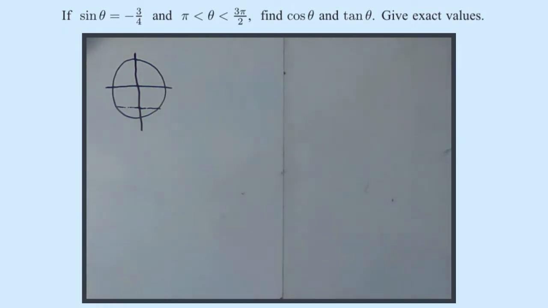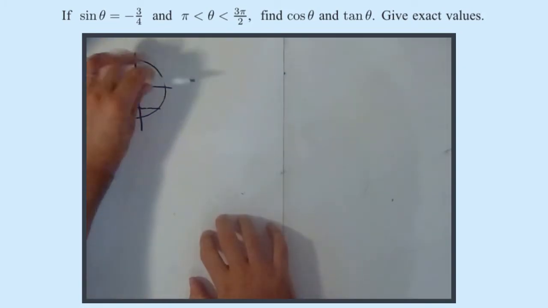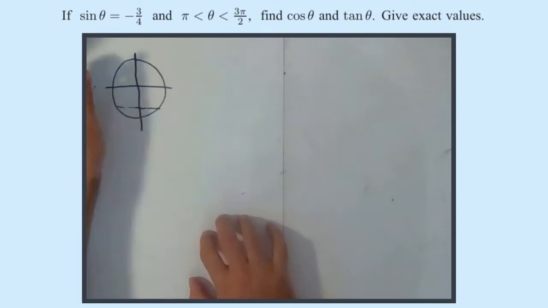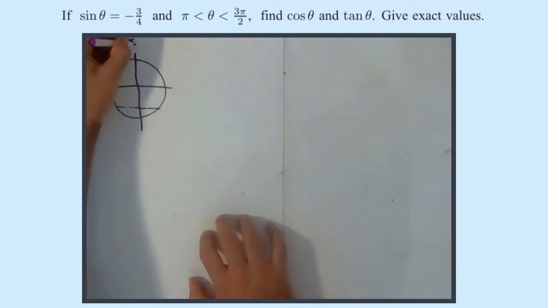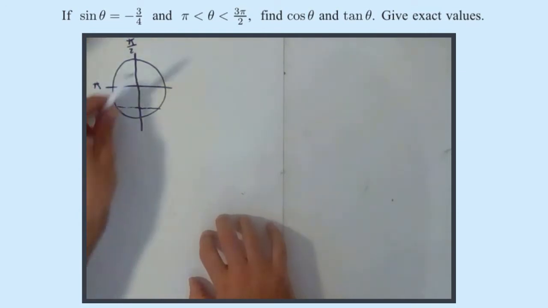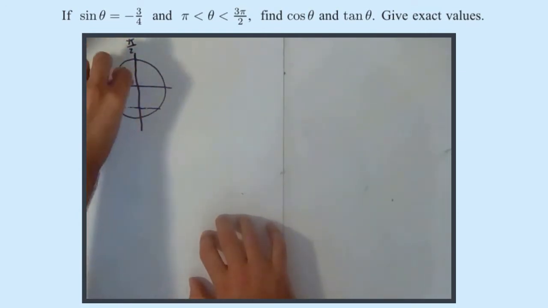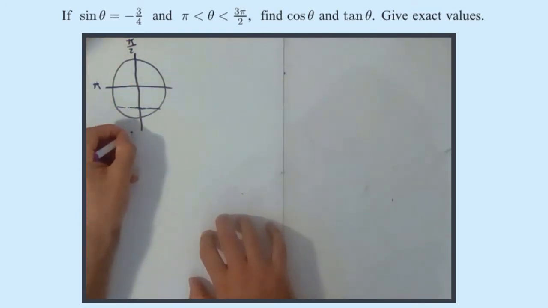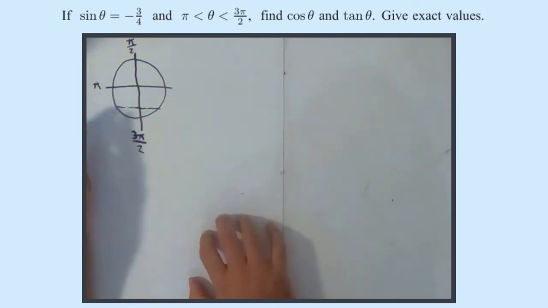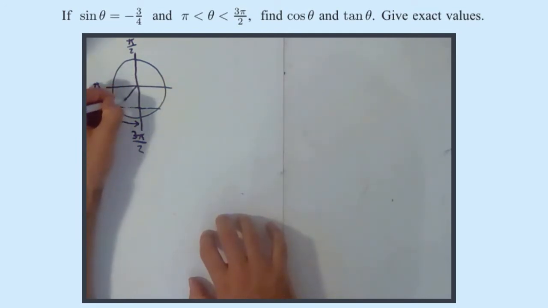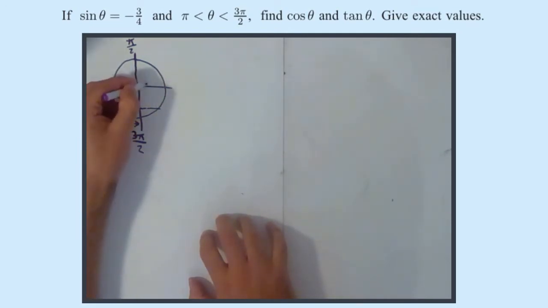Now just remember, pi is 180, pi is here. Remember, 0, 90, 180. Pi is here. Well, pi by 2 is 90. So 3 pi by 2 is going to be 1, 2, 3 pi by 2 is here. So we know this is the quadrant that we're interested in, right? So this is the angle. So theta is this angle here.